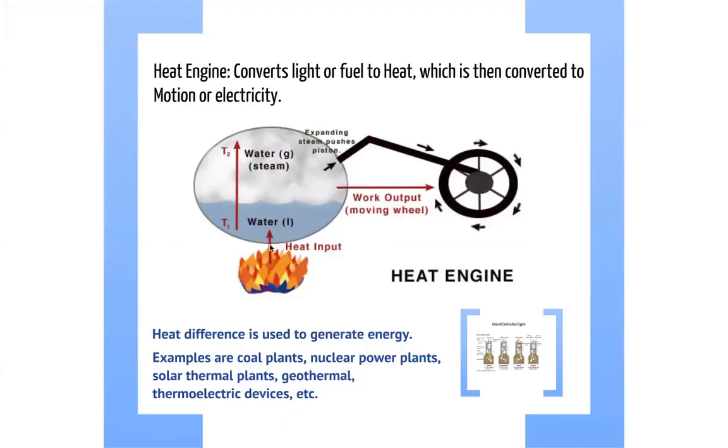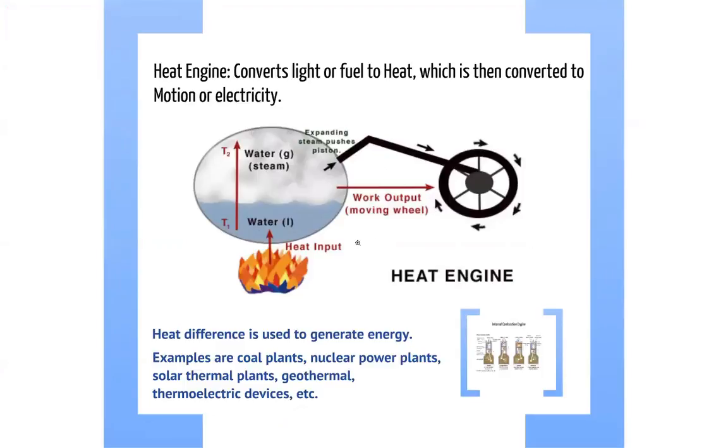You have a heat input, it heats up the water. That's the hot part of the heat engine at temperature T1. The water becomes steam and it condenses at the cold part of the heat engine, which is T2. Because the steam expands, it pushes a piston, as shown here, okay? And that piston essentially turns a wheel. So that's the work output, a moving wheel.